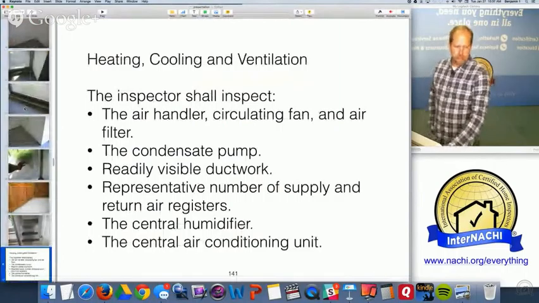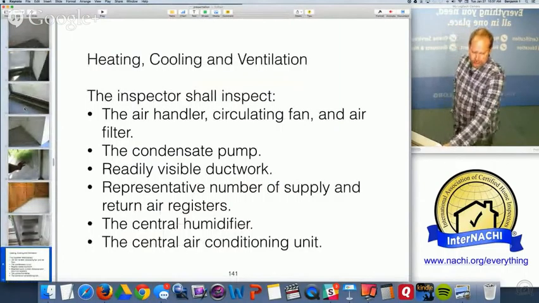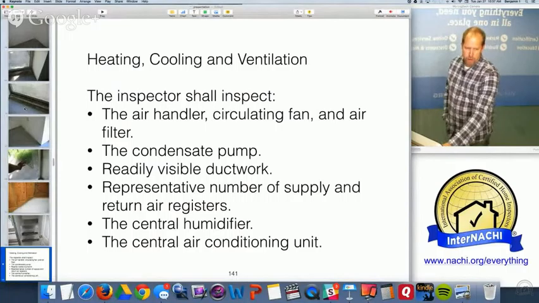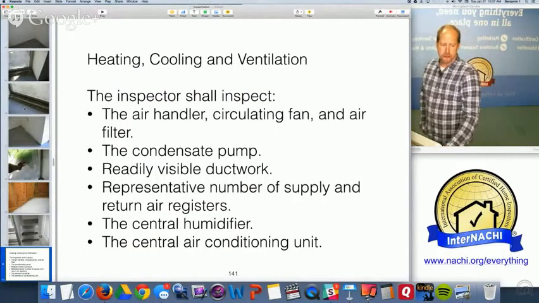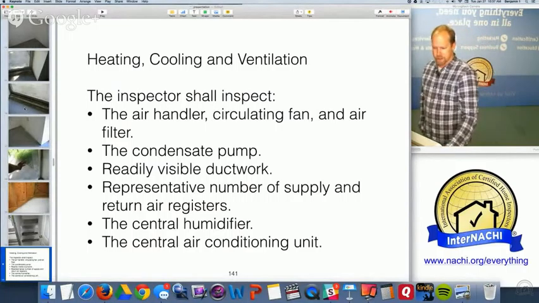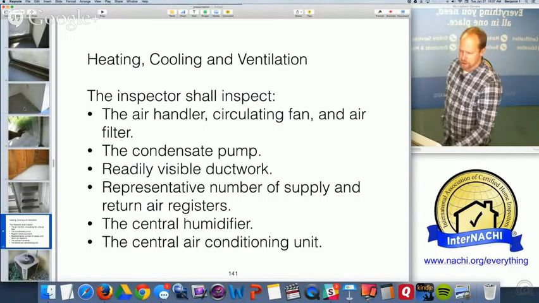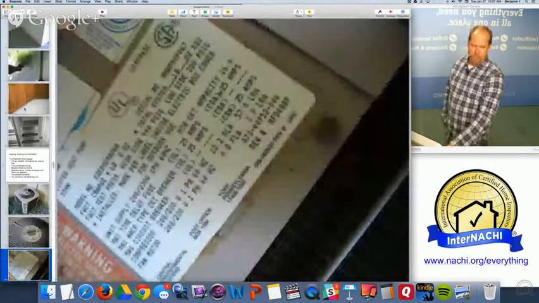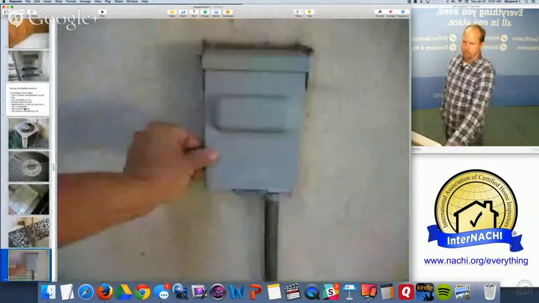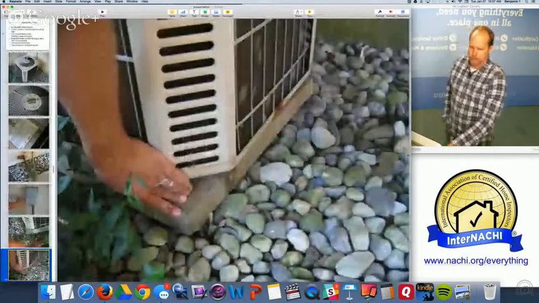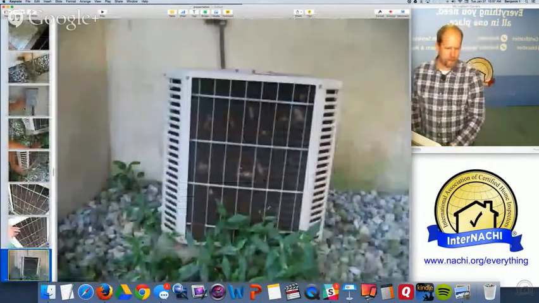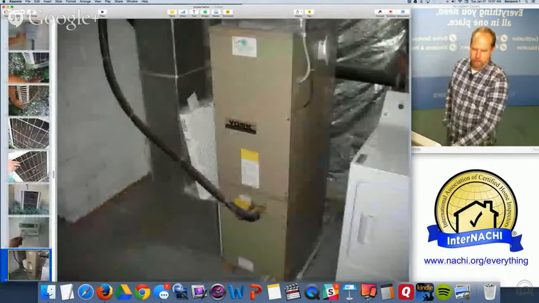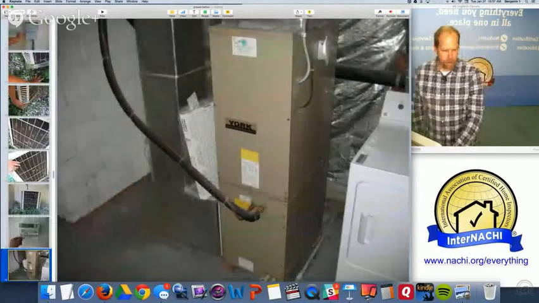Heating, cooling, ventilation. Let's take a look at the air handler, the condensate pump, visible ductwork, a representative number of registers, air registers, central humidifier, and central air conditioning unit. Well, it's a heat pump unit on the outside. I want to make sure that it's functioning, with no major problems. There's a disconnect. It's set on a base. It's not damaged, somewhat level. There's the programmable thermostat, great. There's the interior evaporator unit.